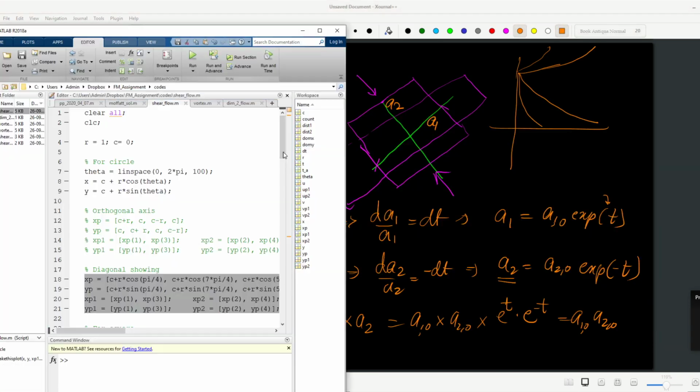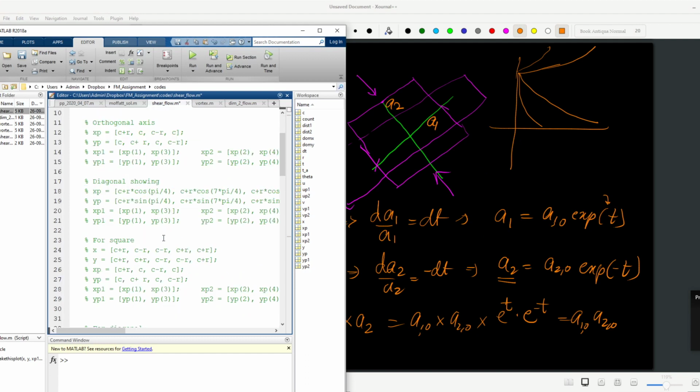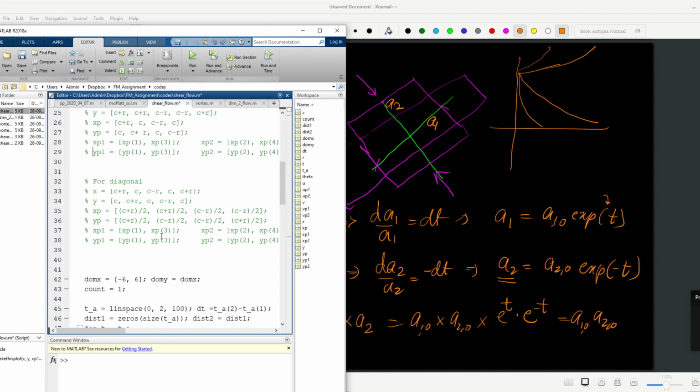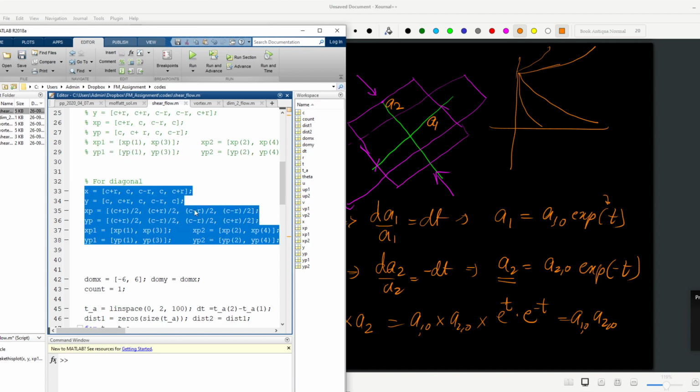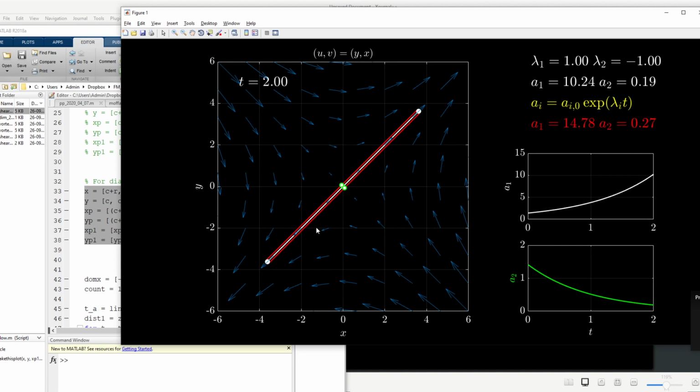So the area of the red rectangle remains preserved. Okay, no one is saying anything.